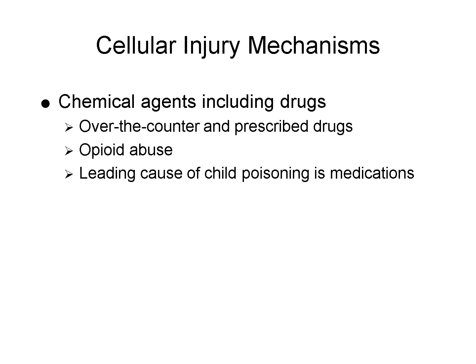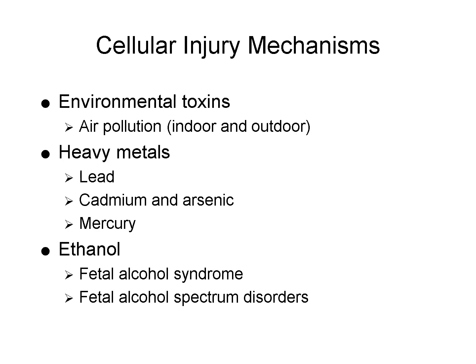Chemical agents, including medications, represent a significant cause of cellular injury. Both over-the-counter and prescribed drugs can be harmful if misused or taken in excess. Opioid abuse, in particular, has become a widespread public health crisis. Alarmingly, medications are now the leading cause of child poisoning, highlighting the need for greater safety measures and education around drug storage and usage. Environmental toxins are another major cause of cellular injury.